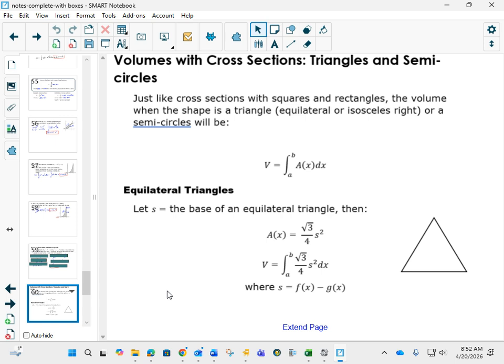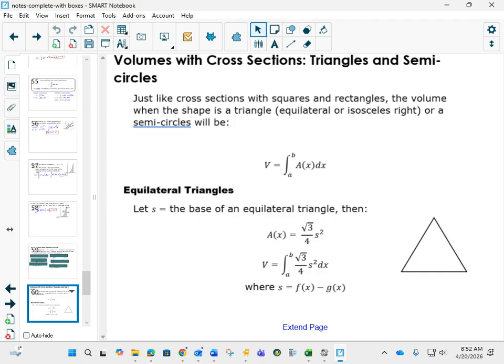For these cross-section questions, your volume's always going to be lower bound to upper bound of the area of one of those cross-sections. And again, you have to be careful to see, are they doing it towards the x-axis, or parallel to the x-axis, or parallel to the y-axis? Some of these formulas are a little bit trickier.